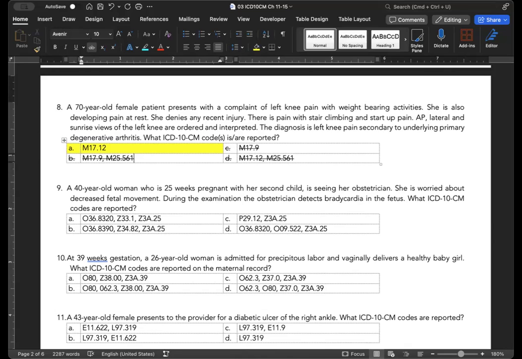So if we are examining mom, right, we should not be putting P codes or the chapter 16 codes for the baby on the mom's chart, right? So we should be able to rule out letter C because we know that if mom is still pregnant, we are coding it as a complication of the pregnancy, not an actual perinatal period condition for the baby. Does that make sense?